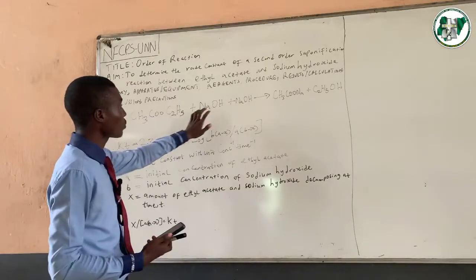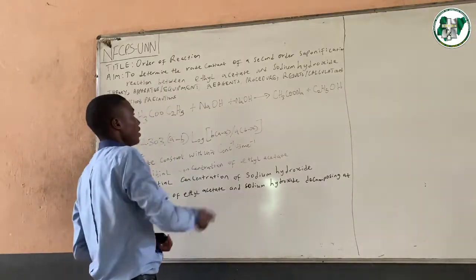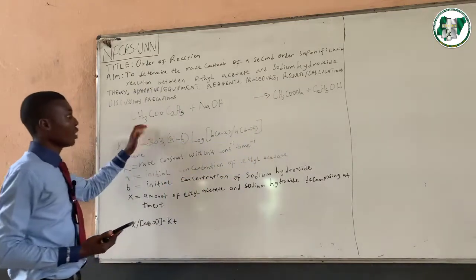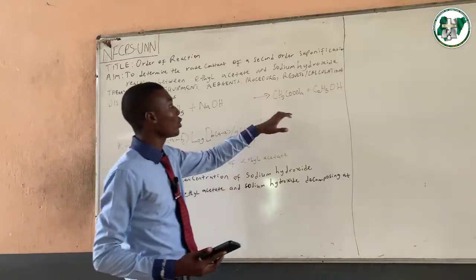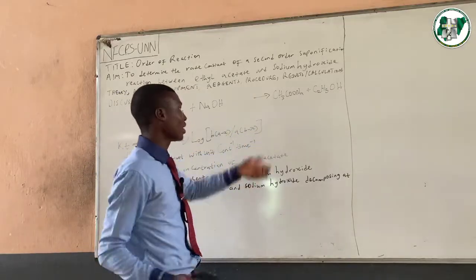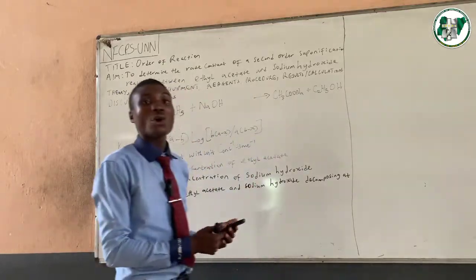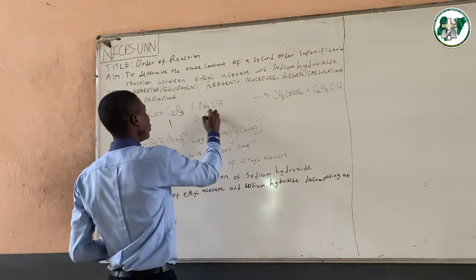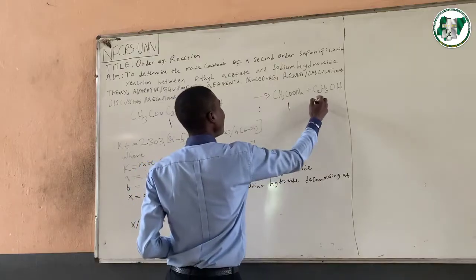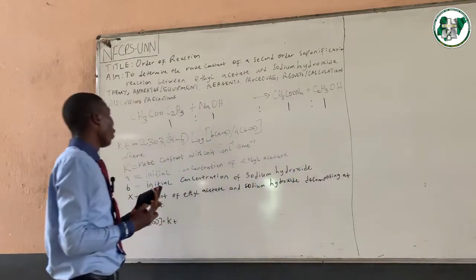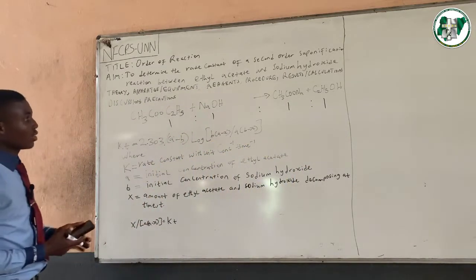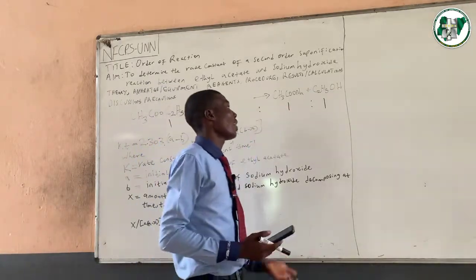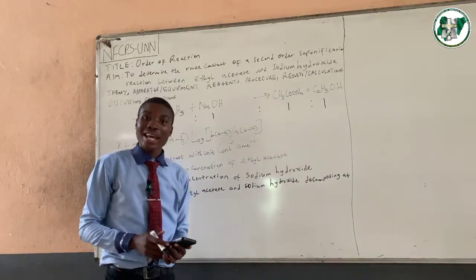So then we have sodium hydroxide. Ethyl acetate, or ethyl ethanoate, reacts with sodium hydroxide to produce sodium acetate. According to IUPAC, this should be sodium ethanoate, and then your ethanol. And this reaction happens to be a 1:1 reaction. So it means that 1 mole of ethyl acetate will react with 1 mole of sodium hydroxide to give 1 mole of sodium acetate and 1 mole of ethanol.